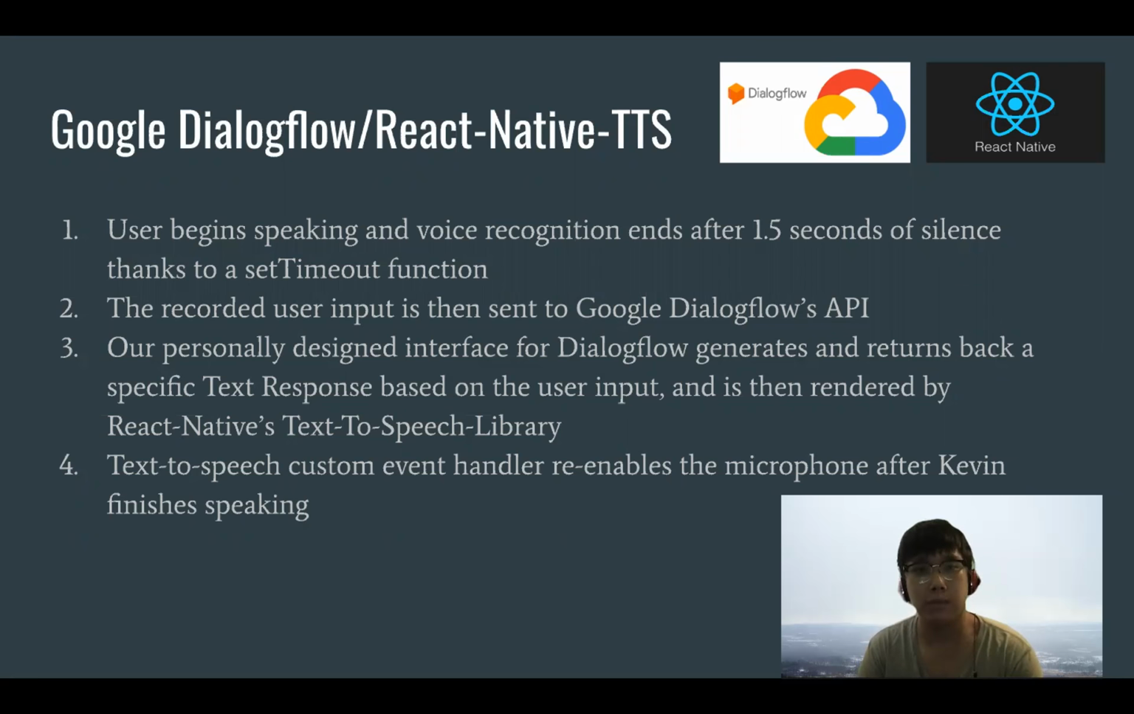The resulting voice input from the user is then sent to our Dialogflow API, which returns a specific text response based on what was said, which is then rendered as voice with React Native's text-to-speech library. After Kevin has responded to the user, a custom event handler will automatically re-enable the microphone. This allows for a hands-free experience so the user can focus their attention on their cooking. At some point in your conversation with Kevin, you will provide him with ingredients. Dialogflow API will recognize those ingredient names and send them back for use for our Spoonacular API calls, which Clark will now give an explanation on.